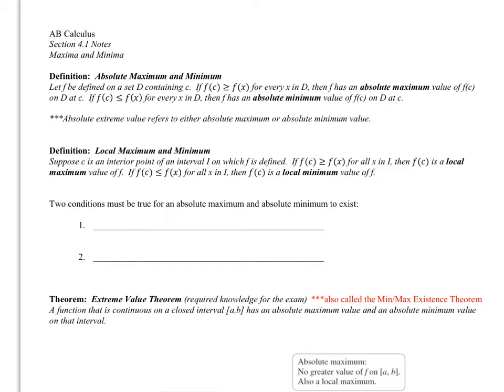If f of c is less than or equal to f of x for every x in that domain, then it has an absolute min. Basically, is it the largest value or the smallest value on its domain? Absolute extreme value refers to either absolute max or absolute min.